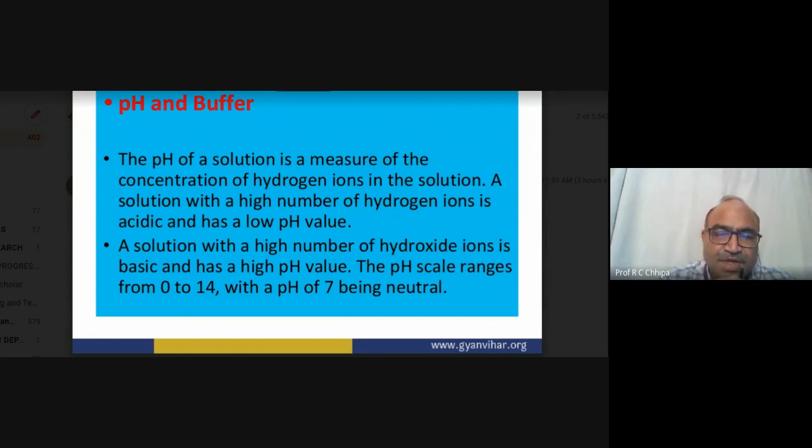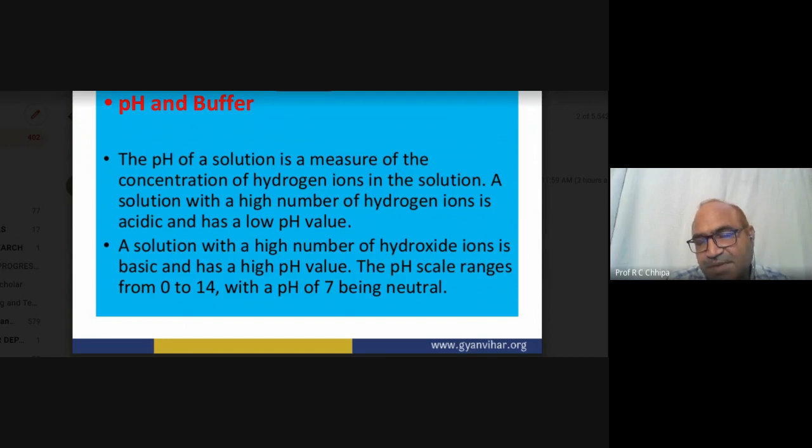For the blood, we can measure the urine, we can measure the pH value, whether the urine is acidic or alkaline, whether the blood is acidic or alkaline. This can be dealt with the help of the pH meter. So here, a solution with a high number of hydroxide ions, that again is for the bases, is basic and has a high pH value.